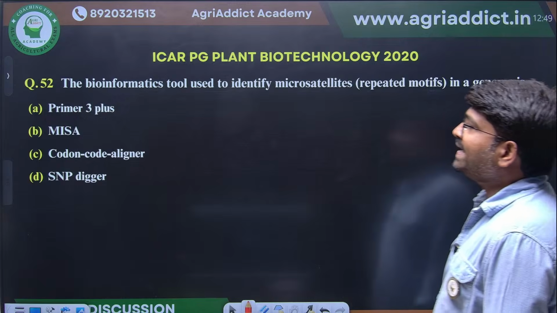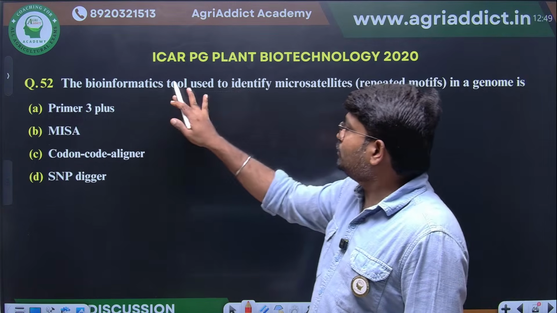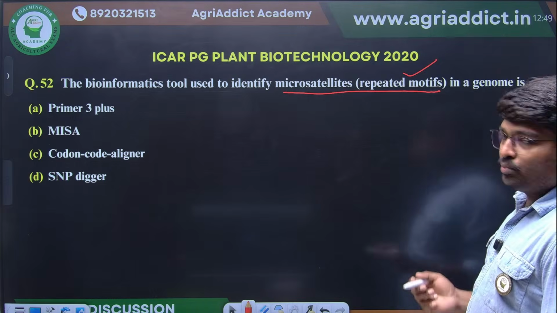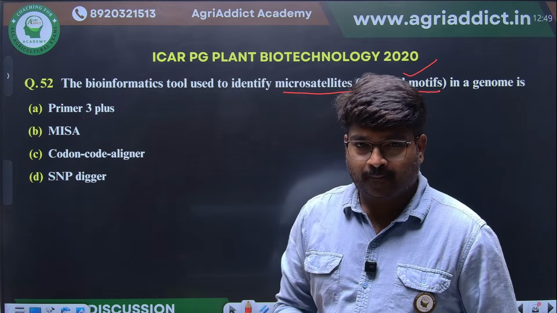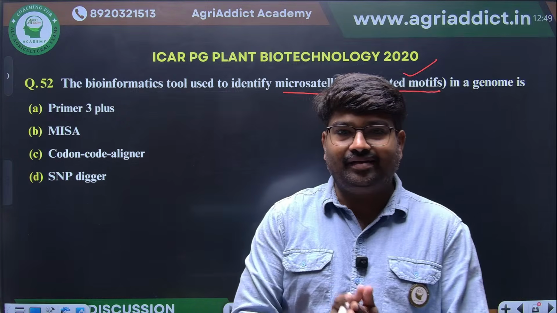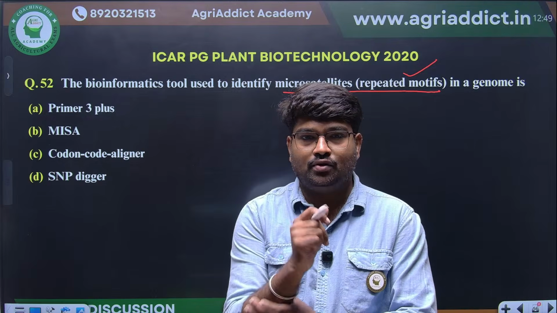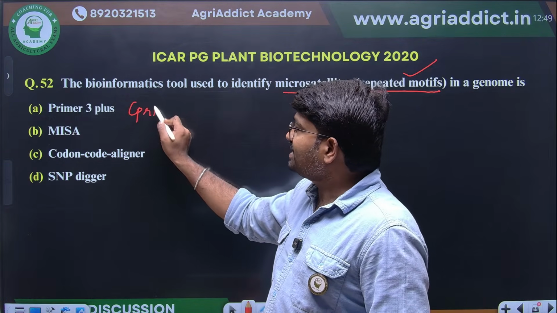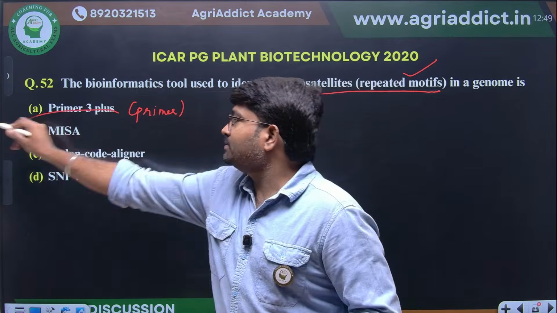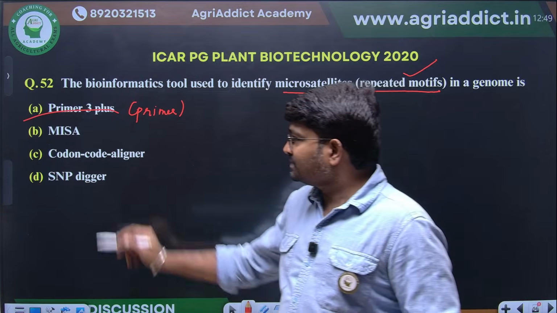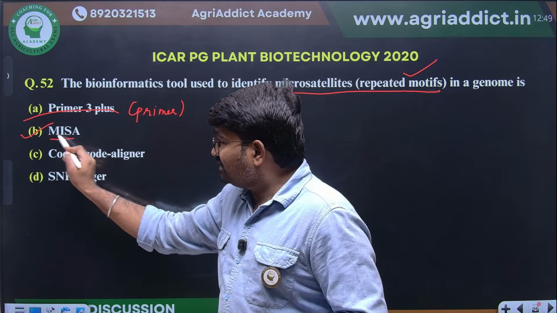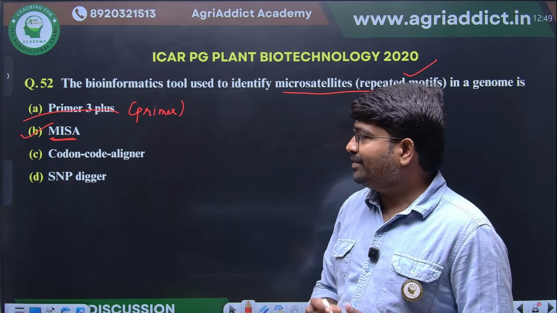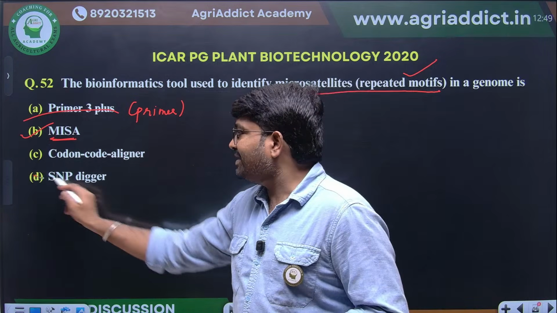The bioinformatic tool used to identify microsatellite repeated motifs in a genome is what? How will they do it? Whether Primer3 Plus? No, this is used for primer designing, so this will not come. MISA, yes, the name itself is there, a microsatellite tool. So this will be there. SNP digger will not come.